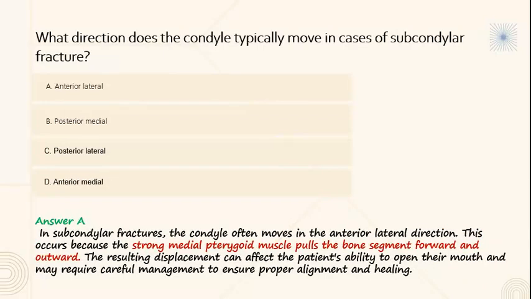What direction does the condyle typically move in cases of subcondylar fracture? Answer A. In subcondylar fractures, the condyle often moves in the anterior lateral direction. This occurs because the strong medial pterygoid muscle pulls the bone segment forward and outward. The resulting displacement can affect the patient's ability to open their mouth and may require careful management to ensure proper alignment and healing.